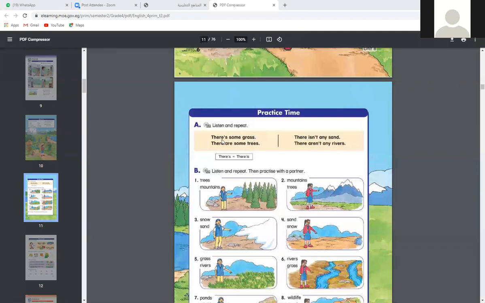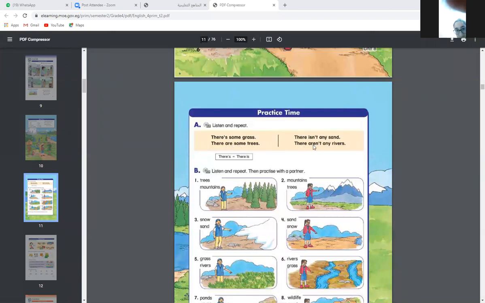Why here did I say there is some grass? Why not there are some grass? Because I cannot count it. Grass is uncountable. But here, there are some trees. I can count the trees: 1 tree, 2 trees, 3 trees. So I can count the trees, and I use there are some trees.